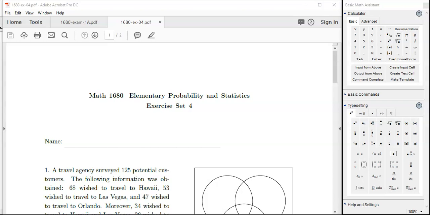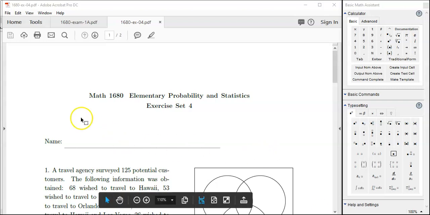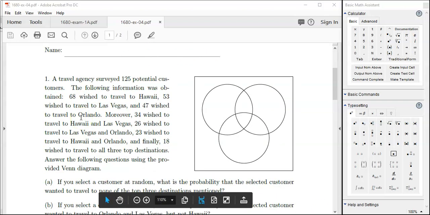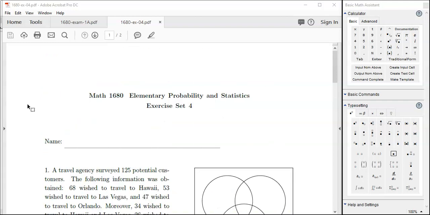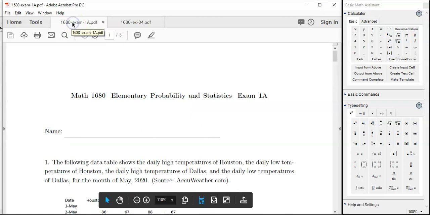Hello, Math 1680 student. I got a question from a student about this homework set, exercise set number 4, and it was about the Venn diagram problem. However, I do not want to exhaust this problem set, so instead of answering the questions with this problem set, I'll do this. Let's go to an exam problem I wrote recently.